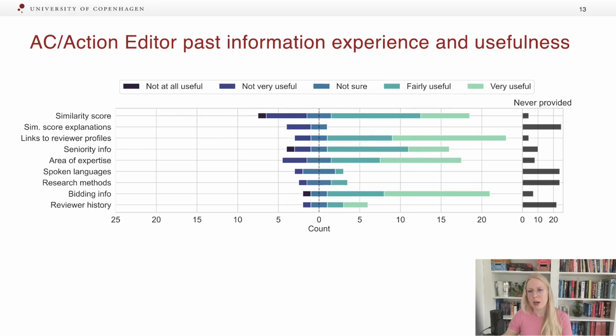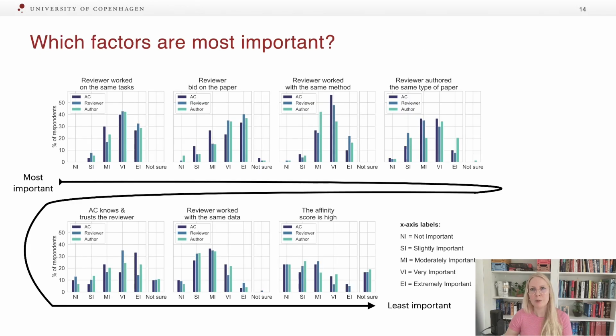Seniority, expertise, and reviewer history notes from other editors are all reported to be useful, but they were never provided directly to many editors. We then asked the respondents which factors they believe are most important for peer reviewer assignments. And the respondents expressed that it is most important that the reviewer has experience with the same tasks as the submitted paper, and the reviewer has shown interest in the paper through bidding if possible. Least important is that the automated affinity score is high.